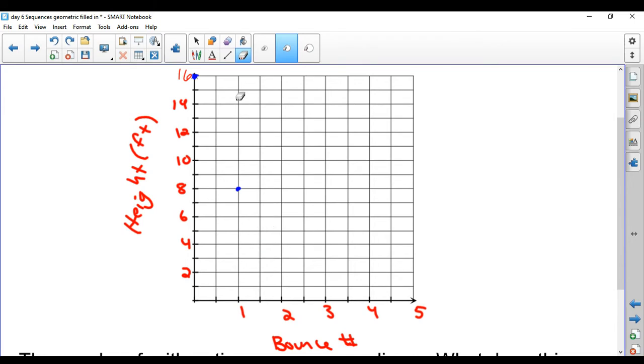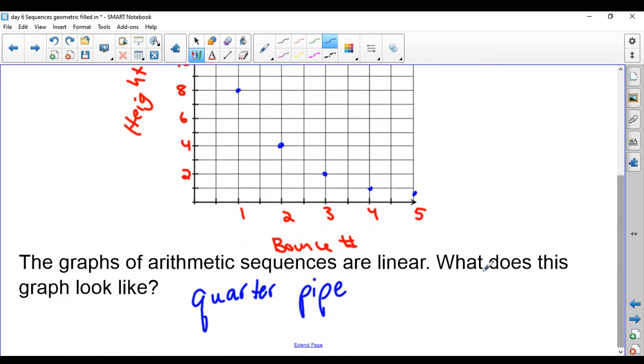2 bounces is over here, at 4. 3 is at 2 feet. 4 is at 1 foot. And 5 is at 1/2 foot. And what we see is we get this curved shape to these points. This is something that you see with geometric sequences. One way we could describe this is to say that it looks like a quarter pipe, quarter of a circle. If you graph arithmetic sequences, they are linear, which we didn't look at very much, but you would get a different shape than the geometric.